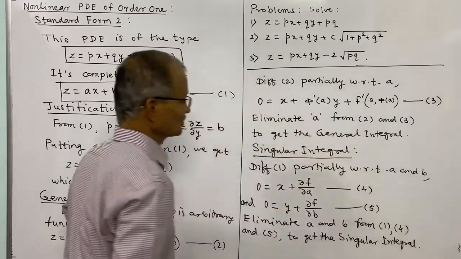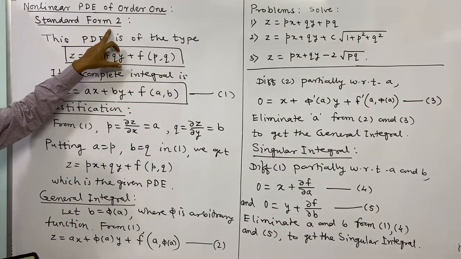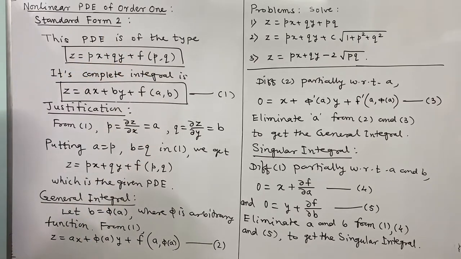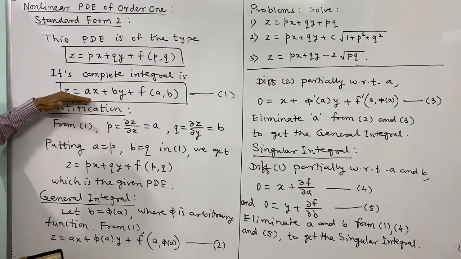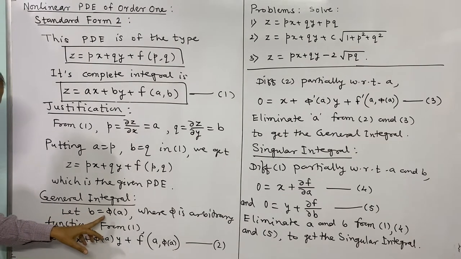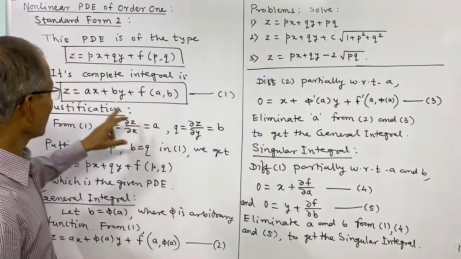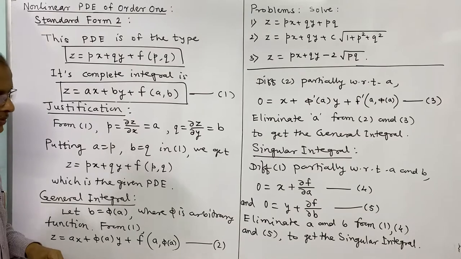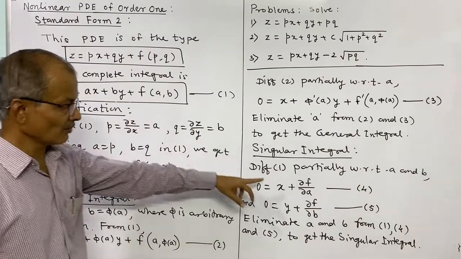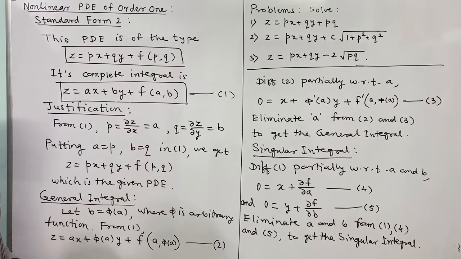So this is the procedure to solve a PDE of the standard form second. So it is z is p into x plus q into y plus a function of p and q. The complete integral is this one. From this complete integral, we have to obtain the general integral by considering b is equal to phi of a, and the singular integral is obtained by differentiating partially with respect to a and b, and then eliminating a and b from these three equations 1, 4 and 5. Now this procedure we will use to solve problems of this type.